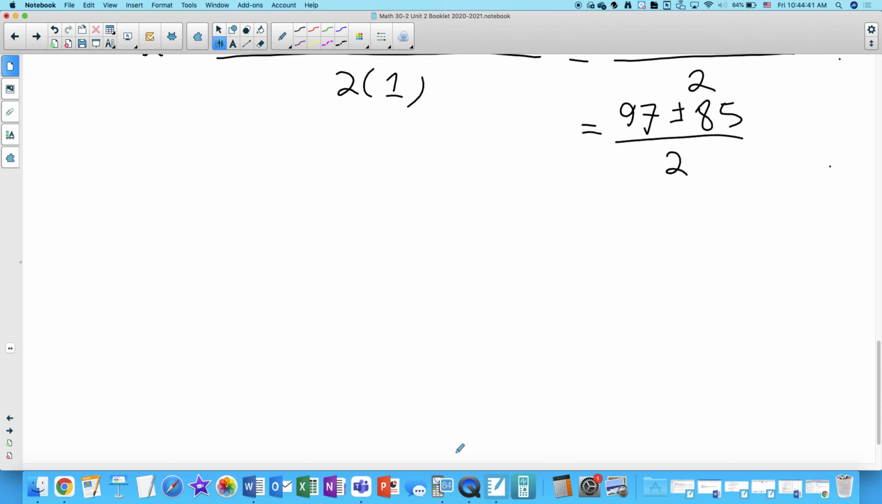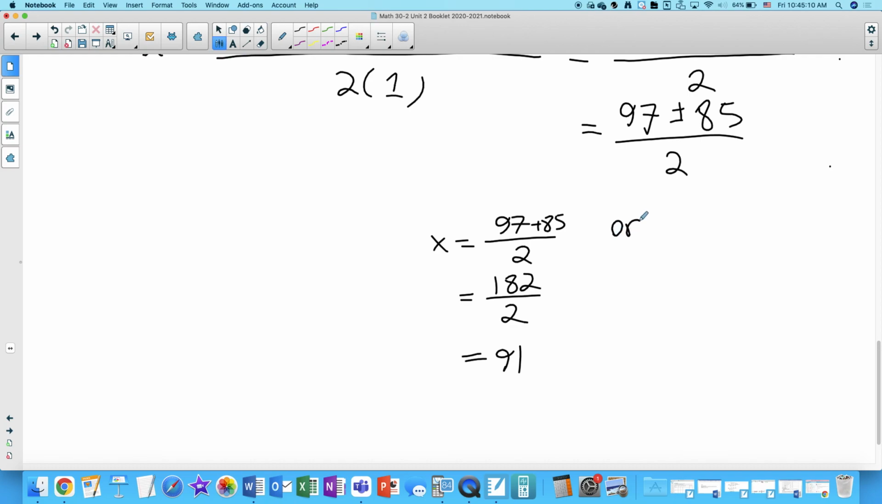Yes, so do the equation. So what does that mean exactly? Yeah, right? So there's like an option here of plussing and minusing. So we have to figure out what those two options are. So x is going to equal 97 plus 85 over 2, which is 182 over 2, I think. Is that right? And that's 91.